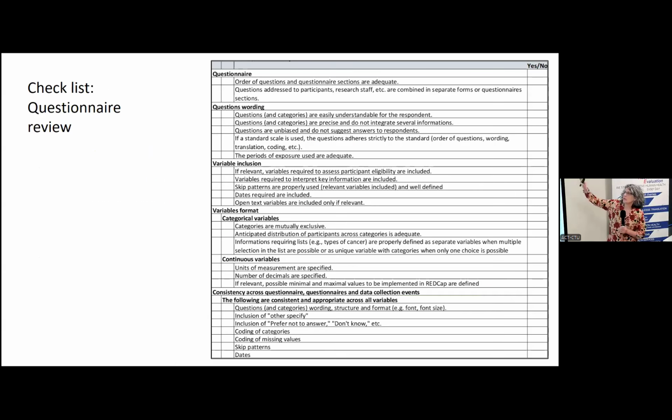And there, I will not go through it, but there is a checklist, if you have the slides, just to think about things to keep in mind when you write your questionnaire. So make sure that categories are mutually exclusive, the distribution of the participants is adequate, things like that can be helpful.